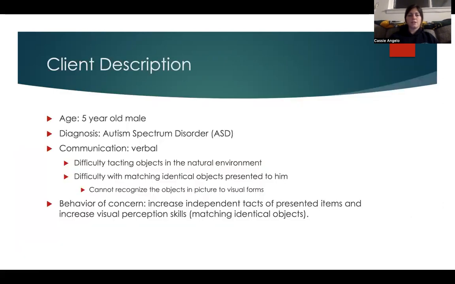So the client description: he's a 5-year-old male diagnosed with autism spectrum disorder. His communication is fully verbal. He has difficulty detecting objects in the natural environment. He also has difficulty matching identical objects presented to him, so he cannot recognize the objects in picture or visual forms. The behavior of concern is that we want him to increase independent tacting of presented items and also increase visual perception skills, so matching identical objects.